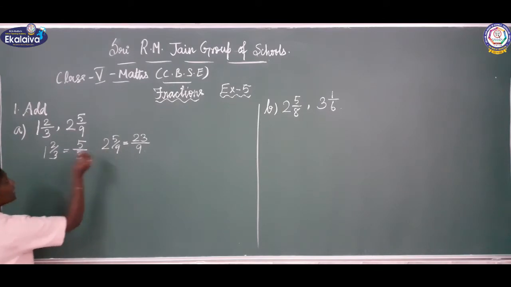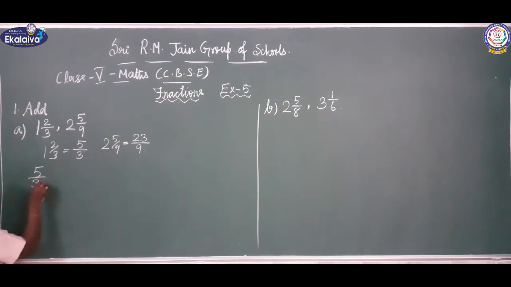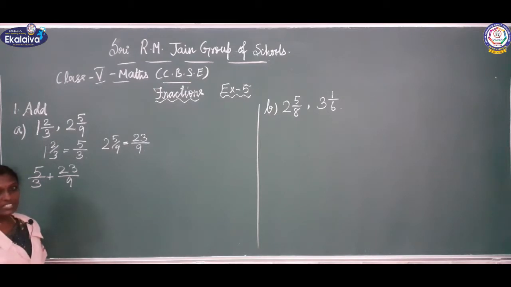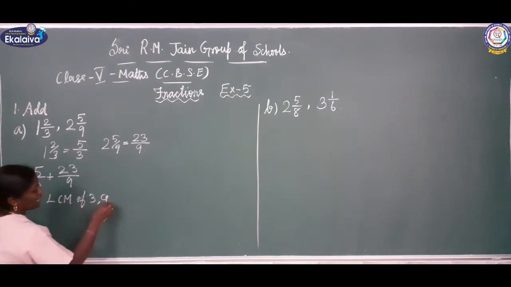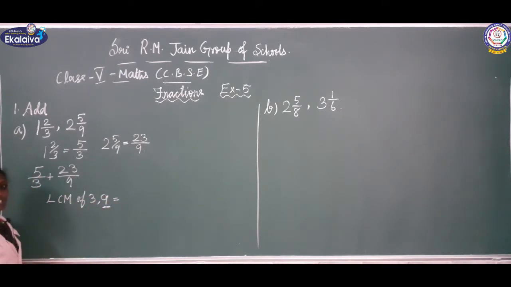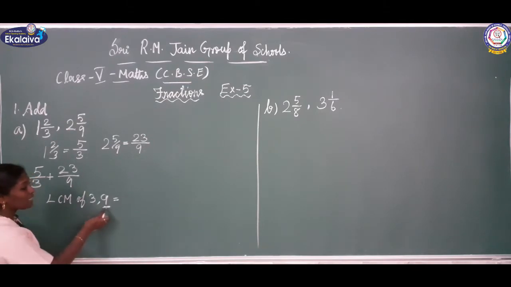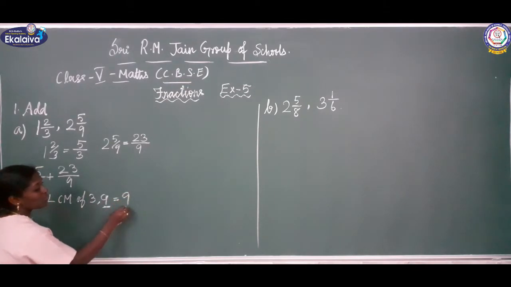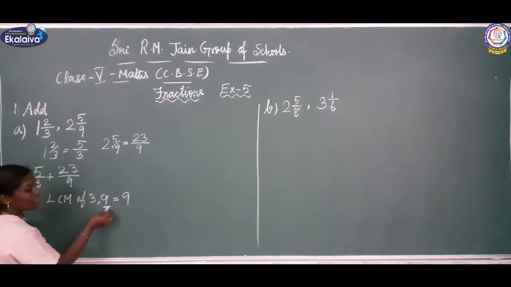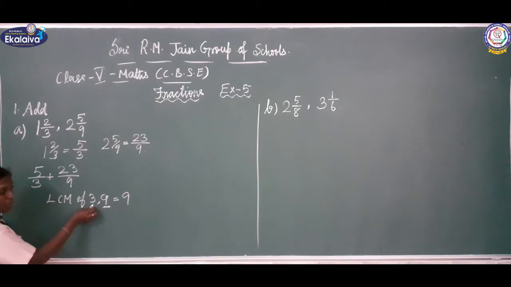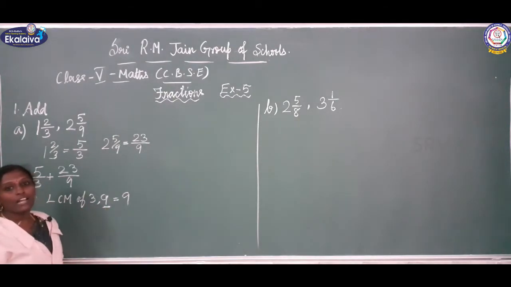Now we have to add these two. 5 by 3 plus 23 by 9. See these two denominators, these two fractions are unlike fractions. First we have to make these two unlike fractions as like fractions. For that we are going to find the LCM of the denominators 3 and 9. See the number 9. 9 is a multiple of 3. So we can take 9 as the LCM. So LCM of 3 and 9 is 9. If the greater number is a multiple of the smaller number, we can take the greater number as the LCM.